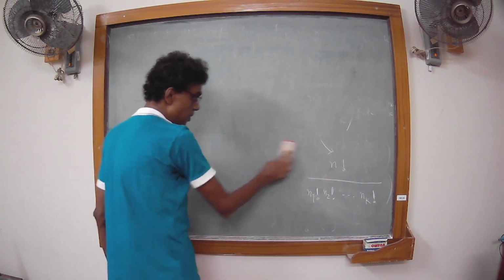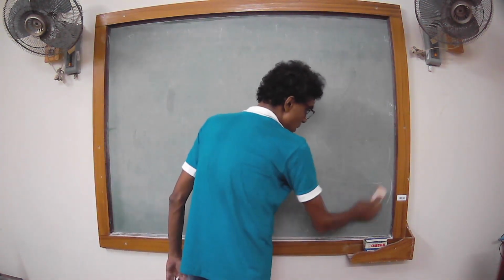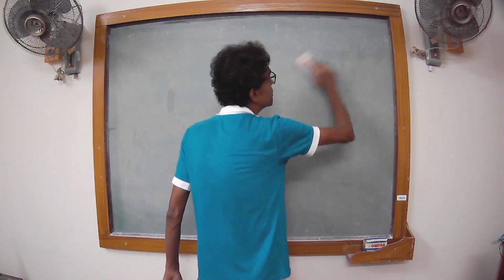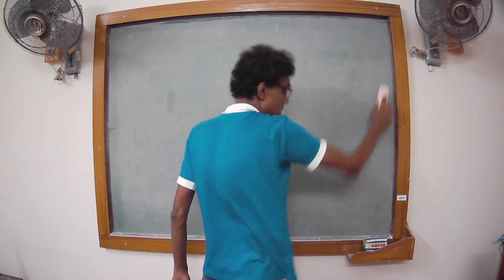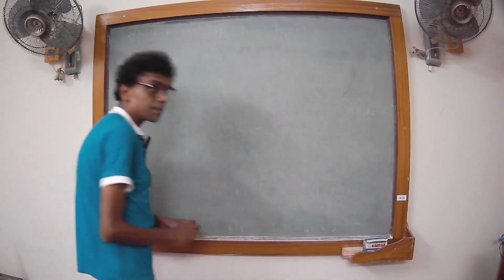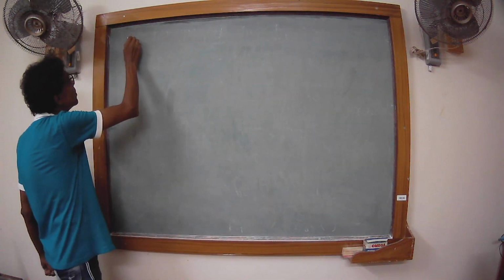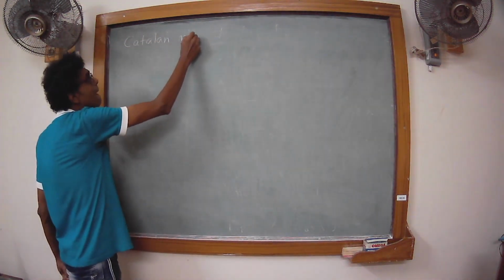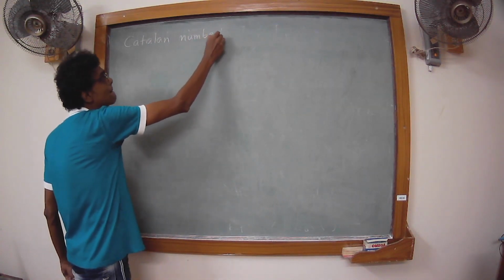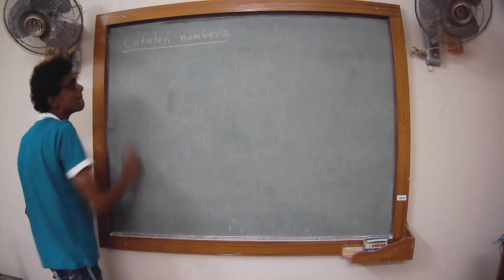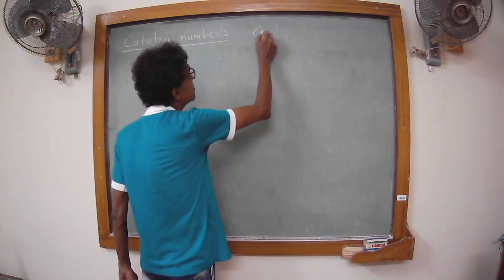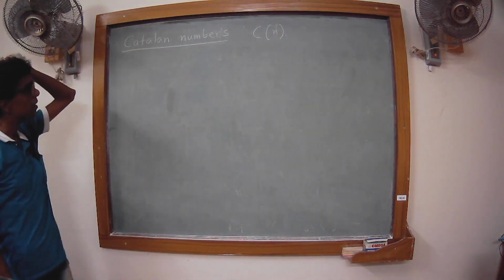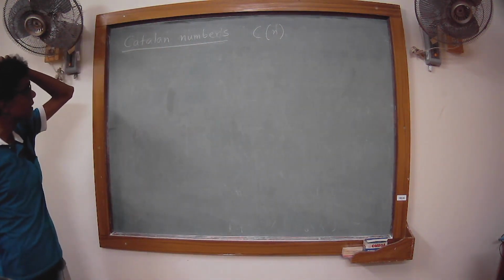Now for the rest of today's lecture, I concentrate on Catalan numbers, denoted popularly by C of n. This is not combination or choose, it's Catalan, named after Catalan.